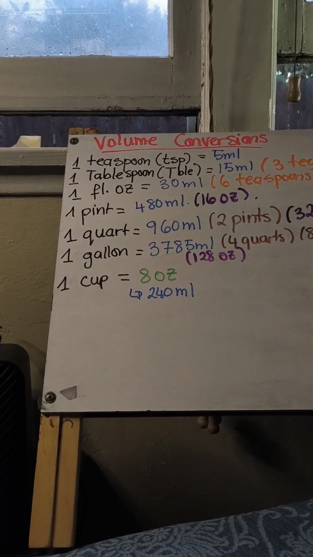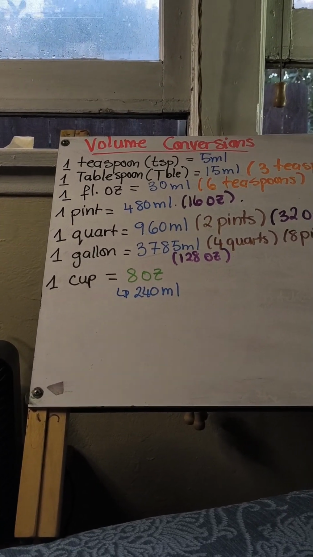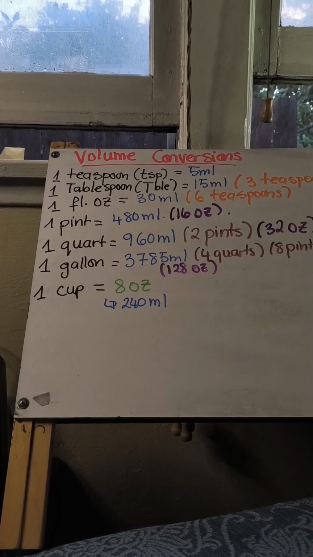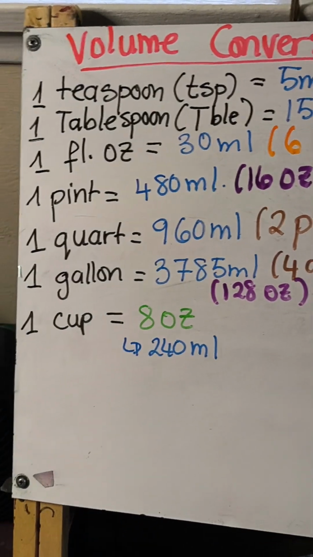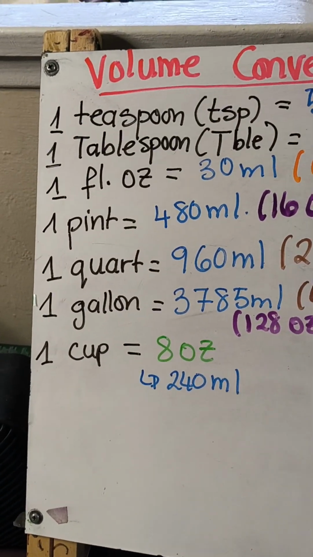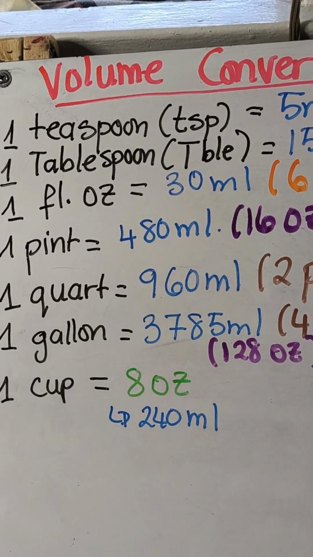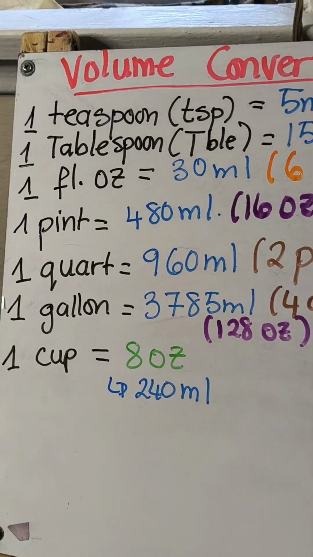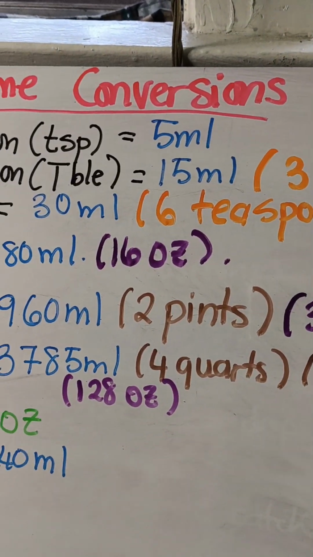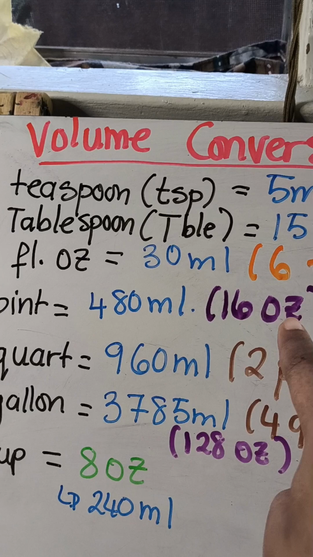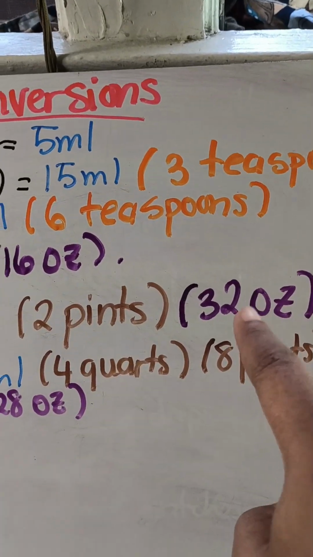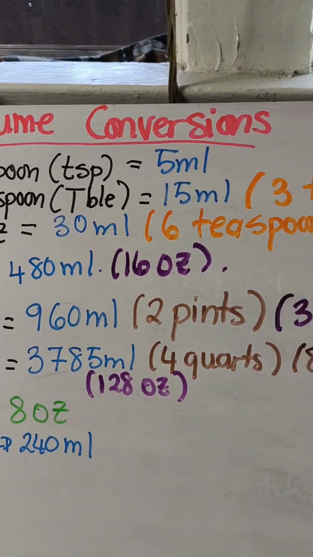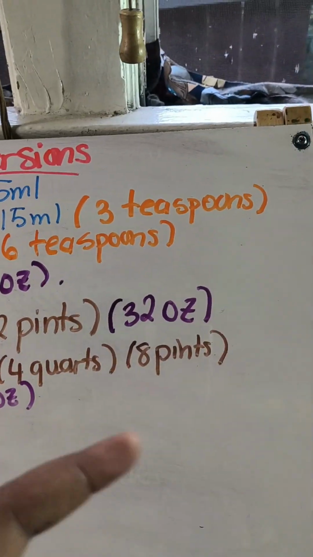1 pint. If you have a pint, you have 480 milliliters. If you have 1 pint, you have 16 ounces. 1 quart is equal to 960 milliliters. This 960 milliliters is twice the amount of the pint. So that tells me that 1 quart is equal to 2 pints. And if 1 pint is equal to 16 ounces, then 2 pints is equal to 32 ounces. So 1 quart is equal to 960 milliliters. It's also equal to 2 pints, and it's also equal to 32 ounces.